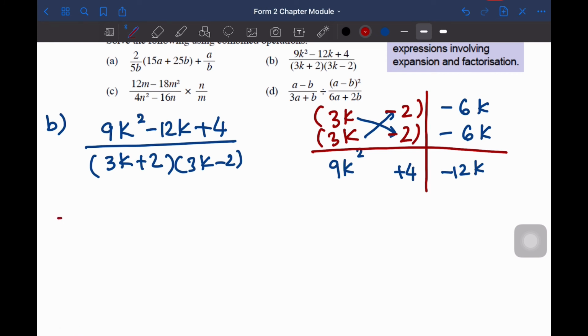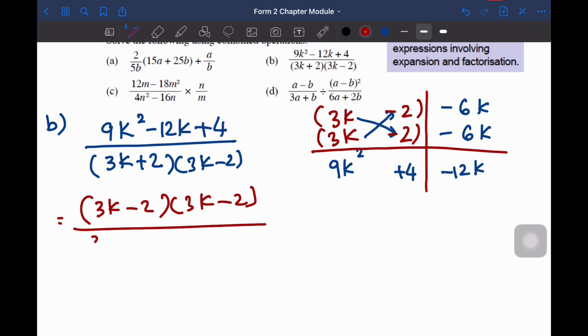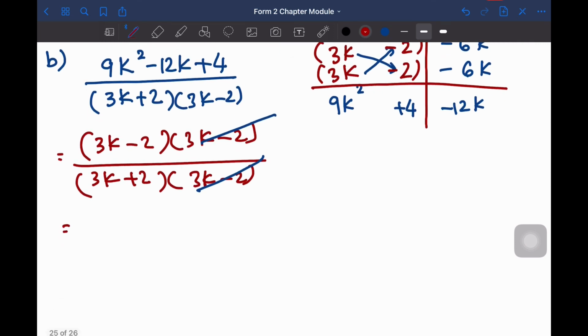Okay, so salin balik, we have 3k minus 2 over 3k plus 2 ... 3k minus 2. So apa yang sama? Yang sama kita cancel. Ini sama. Okay, so jawapan last kita tinggallah 3k minus 2 over 3k plus 2.